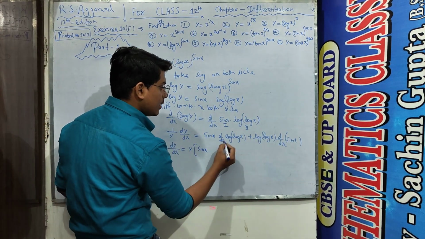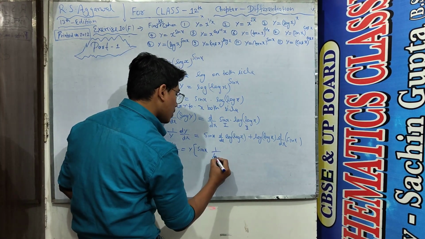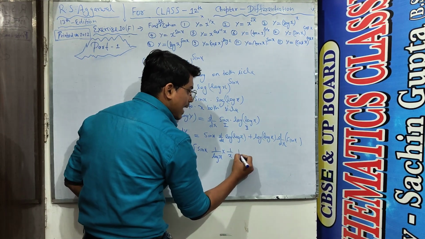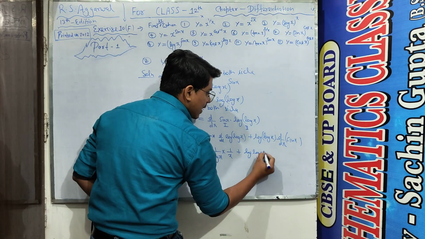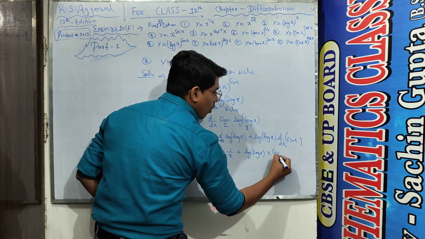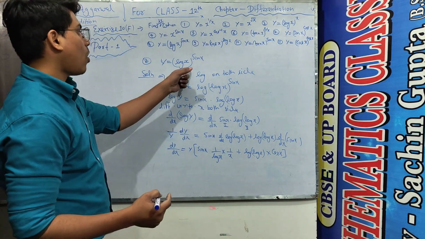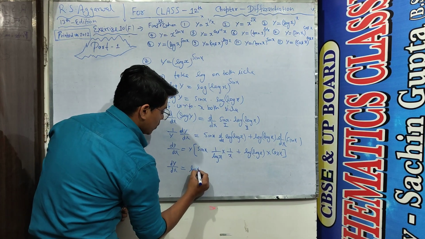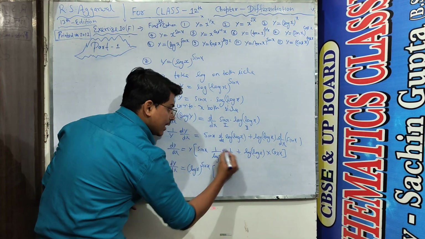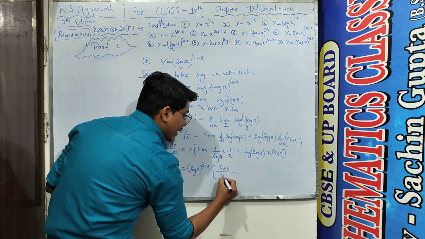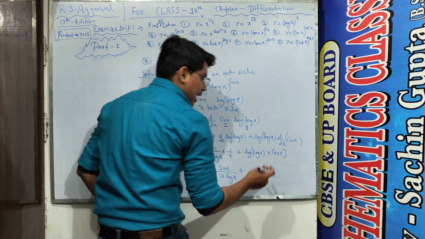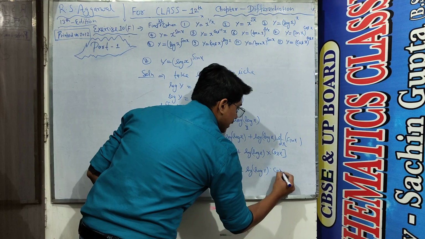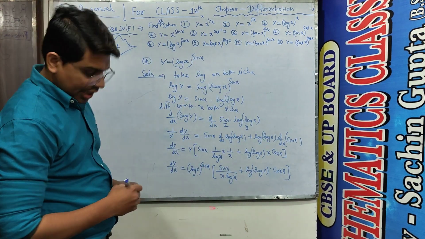The differential of log x is 1 upon x, which we get by applying the chain rule, and the differential of sin x is cos x. Now I put the value of y, which is log x raised to the power sin x, so dy by dx equals (log x) to the power sin x, times sin x divided by x log x, plus log of log x into cos x. This is our answer of question number 8.